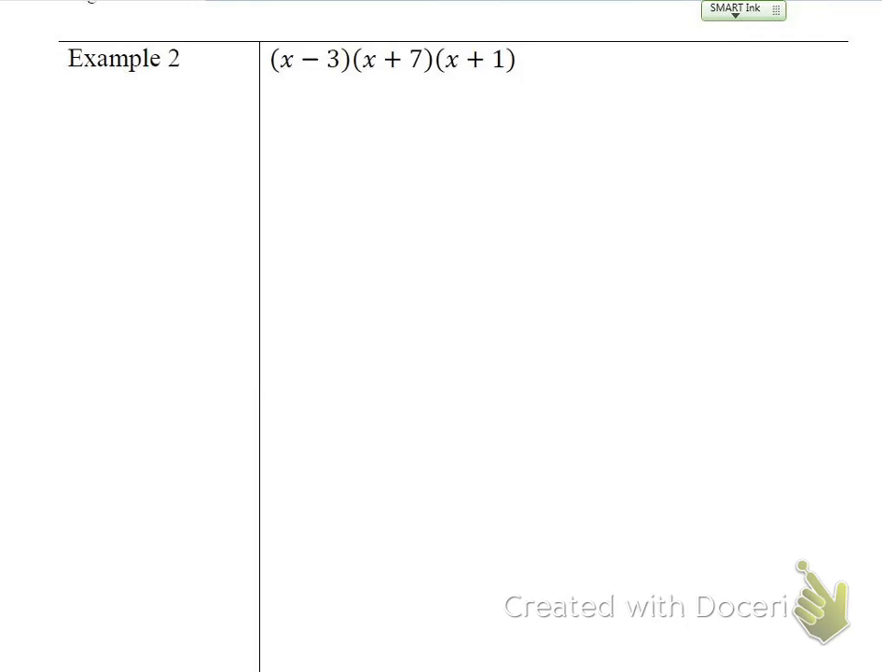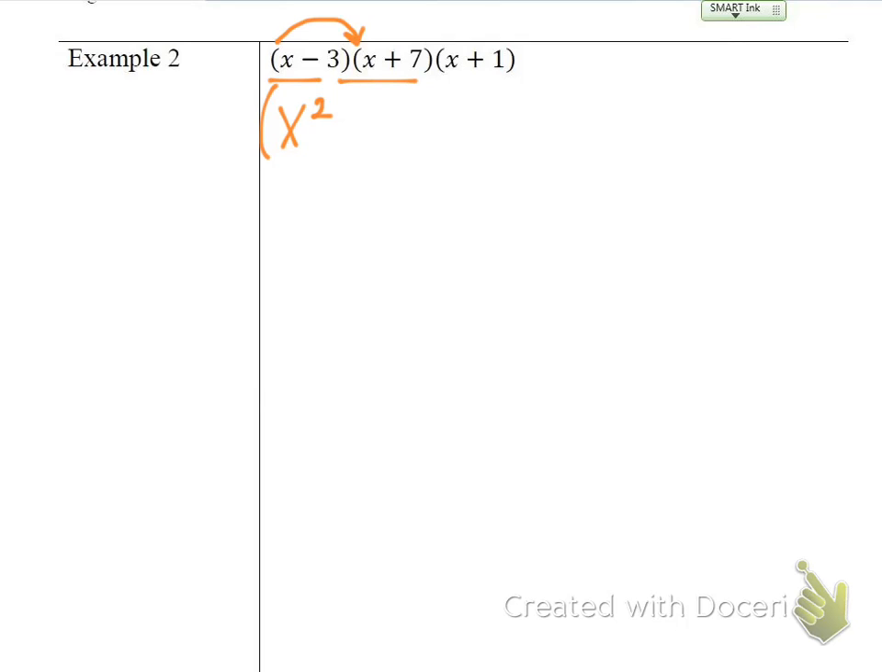All right, so example 2 is also multiplication, but this time I'm multiplying 3 binomials. So I'm multiplying x minus 3 times x plus 7 times x plus 1. What you're going to end up doing in this problem is using FOIL or box twice, going from left to right. Okay, so let's start with the first 2 binomials, x minus 3 times x plus 7. The first means I'm multiplying the 2 first terms. So x times x gives me x squared. Make sure you put it in parentheses.